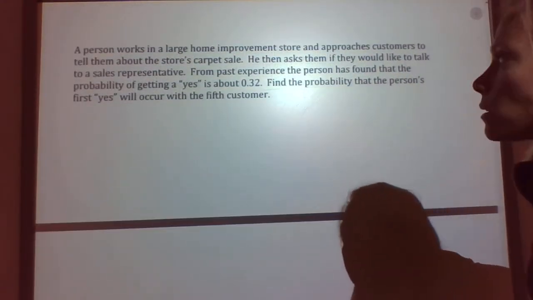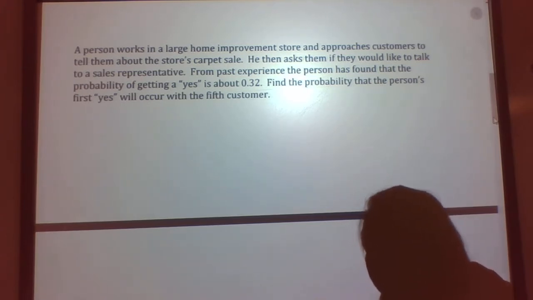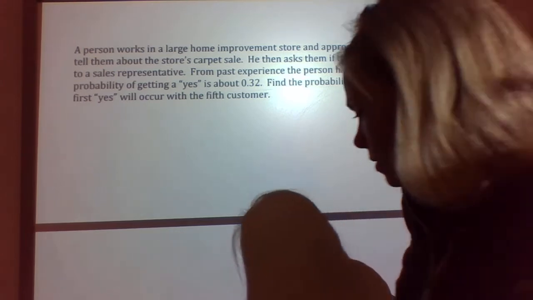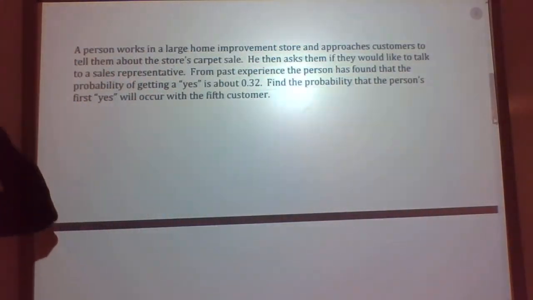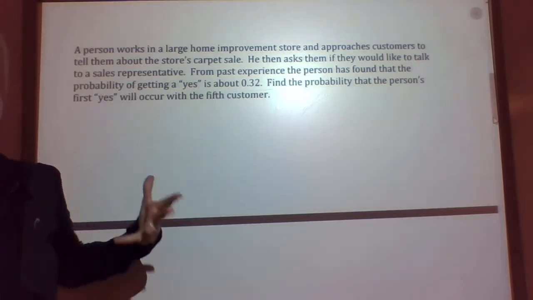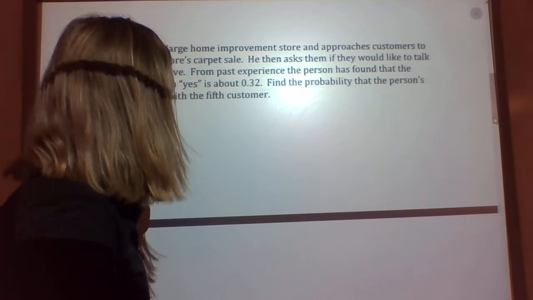A person works in a large home improvement store and approaches customers to tell them about the store's carpet sale. He then asks them if they would like to talk to a sales rep. From past experience, the person has found that the probability of getting a yes is about 32%. Find the probability of the person's first yes will occur with the 5th customer. Okay, so see how this says the first success will be the 5th customer? That's kind of how you know that this is going to be a geometric probability.